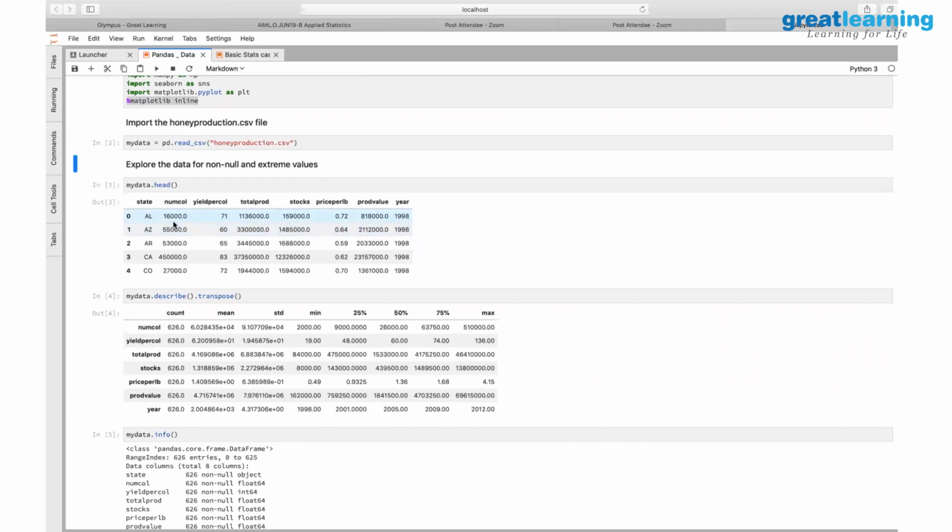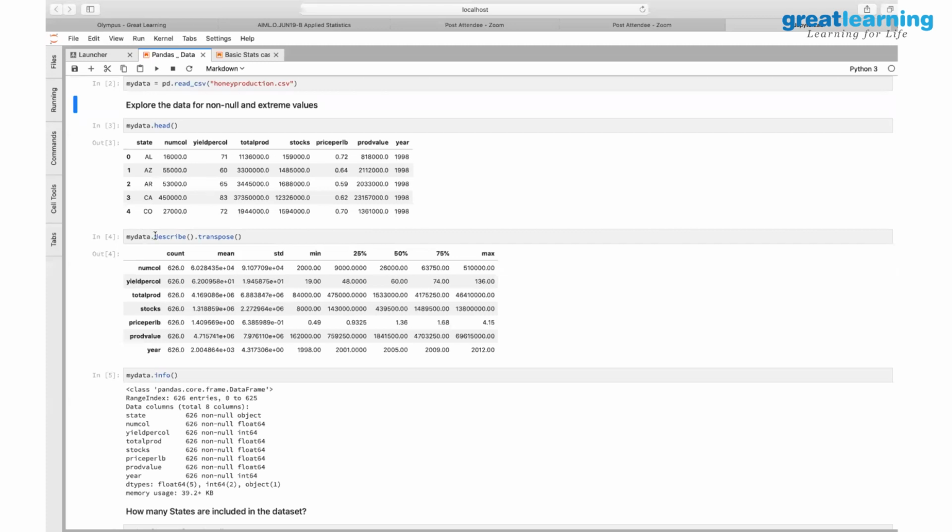Sorry, somebody has a question. So then numcol, this is a continuous variable. Then yield per colony is again a continuous variable. We know total production is a multiplication of these two variables primarily. And then stocks, the worth that these people hold. Then price per LB of the production, how much the production value is and in which year. That's the data that we have.